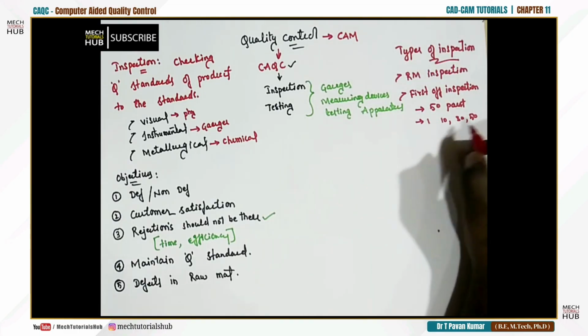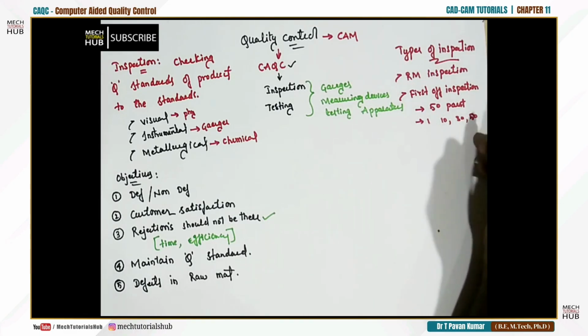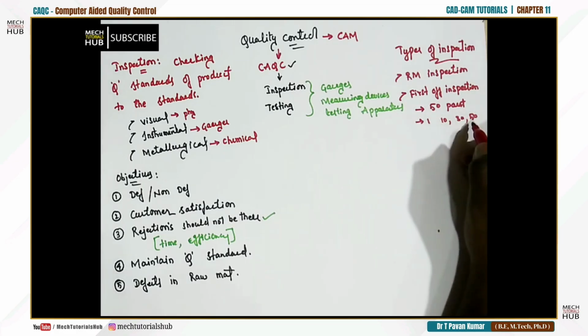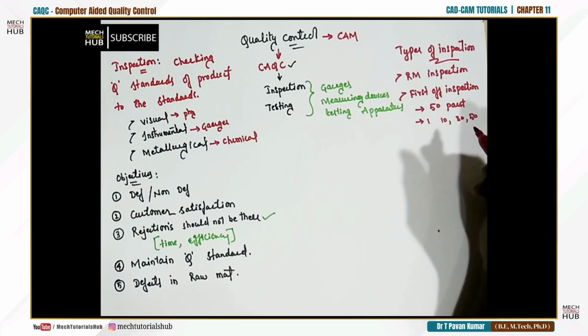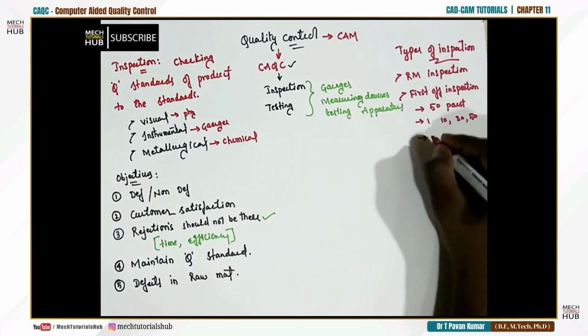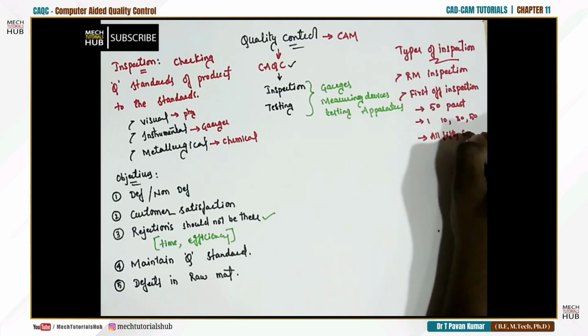Not exactly this one, maybe the first part, 10th part, 25th part, 45th part. With different parts we'll try to inspect, and once we make sure that all 4 are safe, defect free, then we'll suspect that all 50 are safe, all 50 safe.